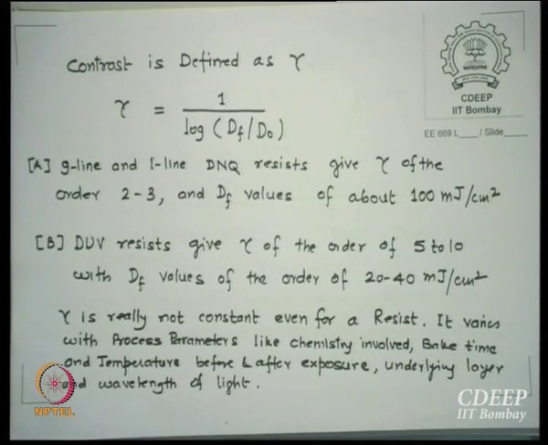Gamma is really not a constant even for a resist. It varies with process parameters like chemistry involved, baking times, baking temperatures, before and after exposures, underlying layers and wavelengths. So it's not that for a given resist the DF by D0 ratio is fixed. It can vary with so many of them, and we are expecting gamma to be high enough such that the required DF values are not very high and still it's able to expose all the resist. This is what I wrote yesterday and I thought I should show you.